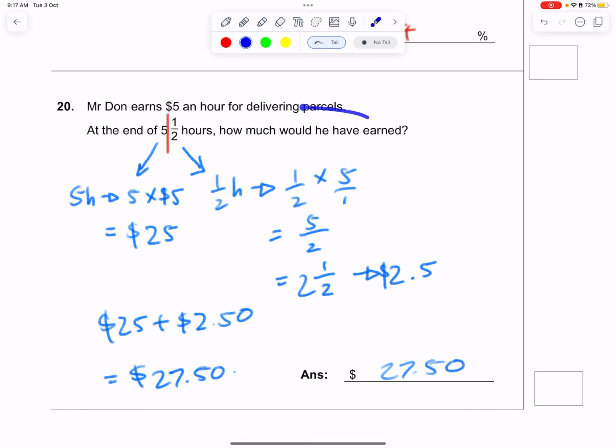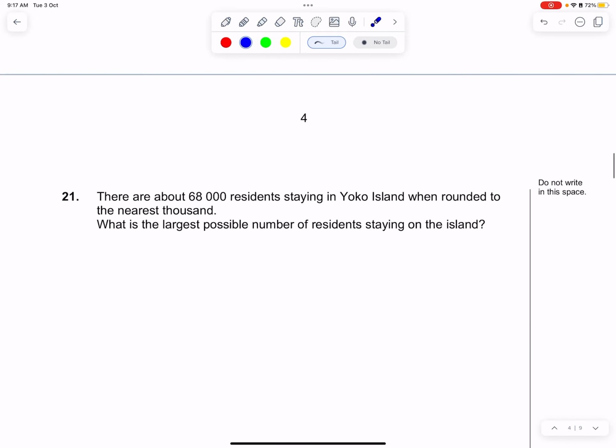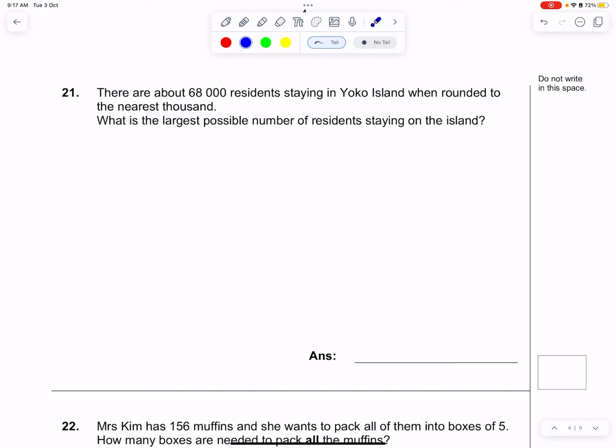So obviously I know this is very long-winded. Okay, it is very long-winded. There is a much faster way, which is just take 5.5 times 5. That's about it. Okay? But I'm showing you the longer and more simplified way.